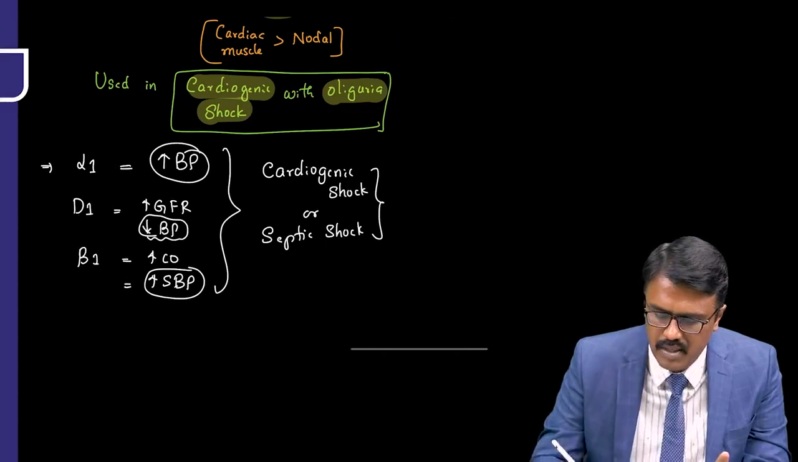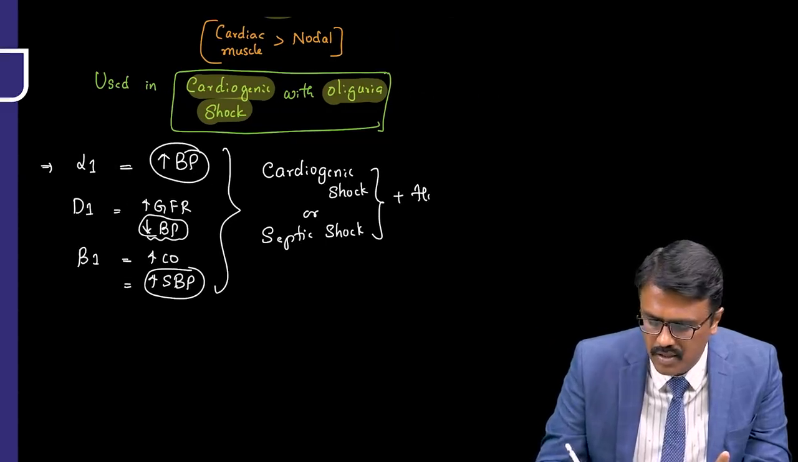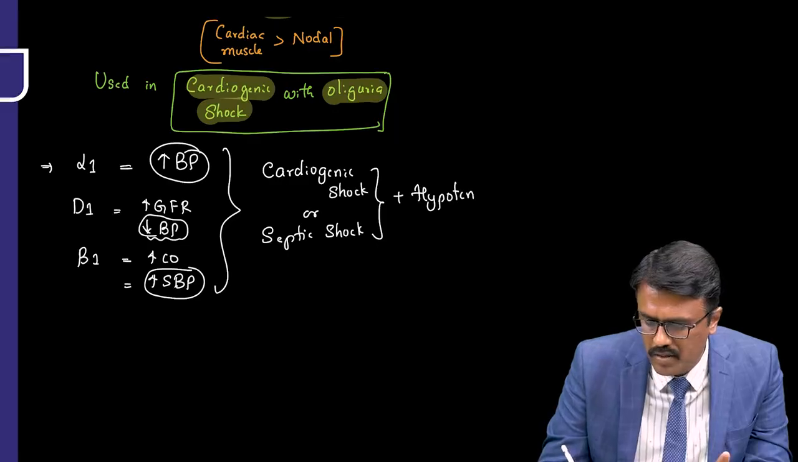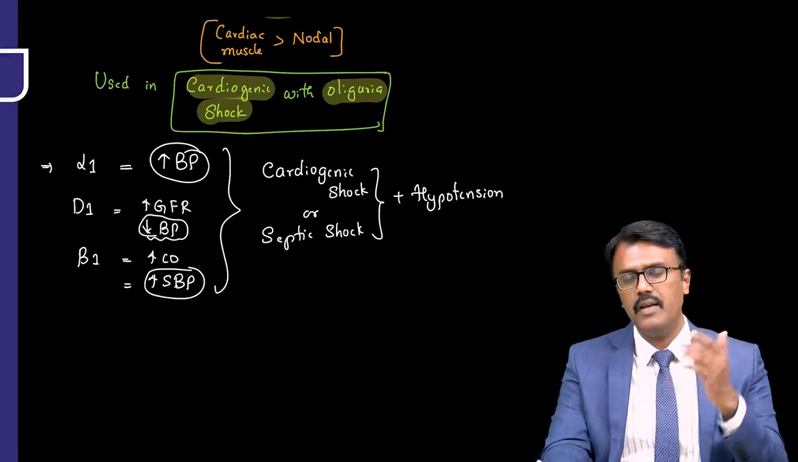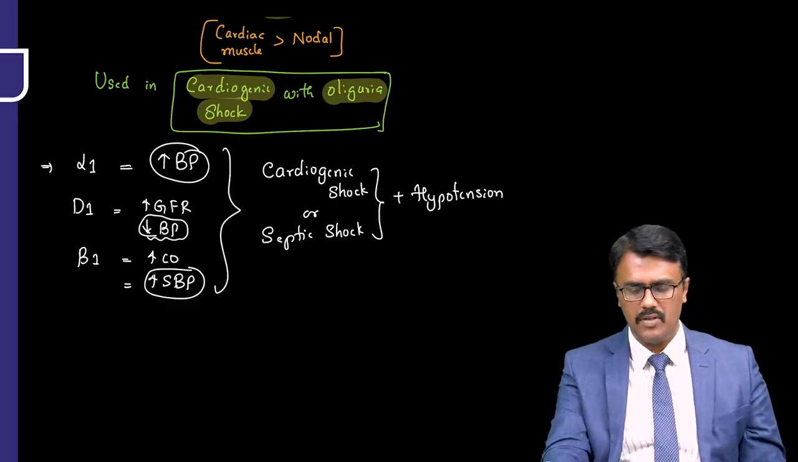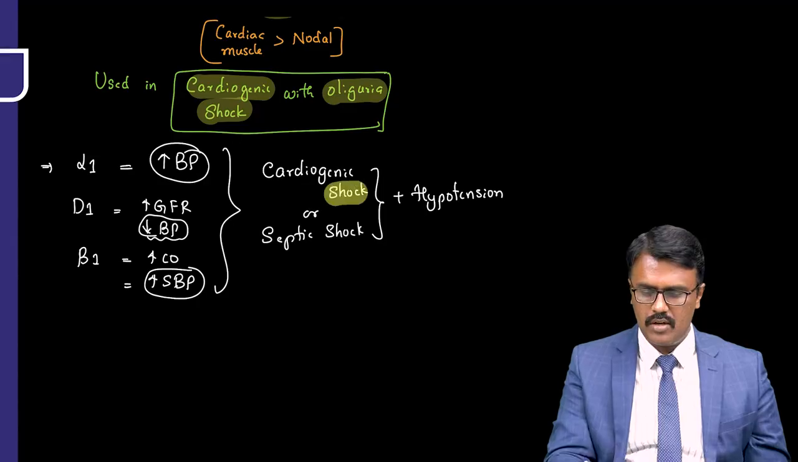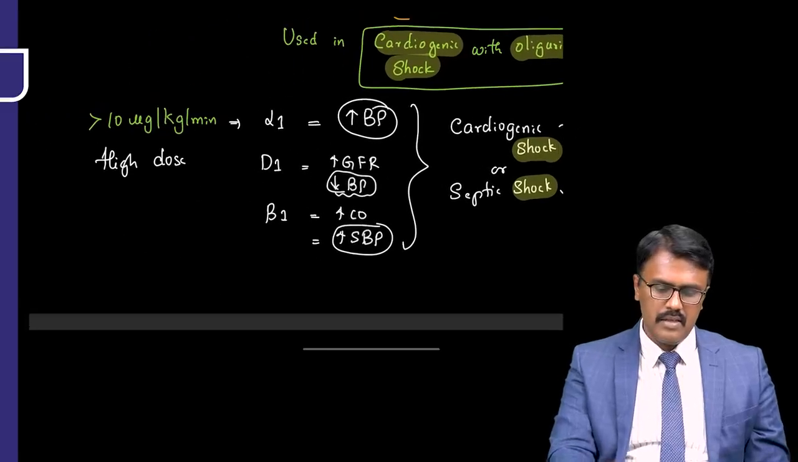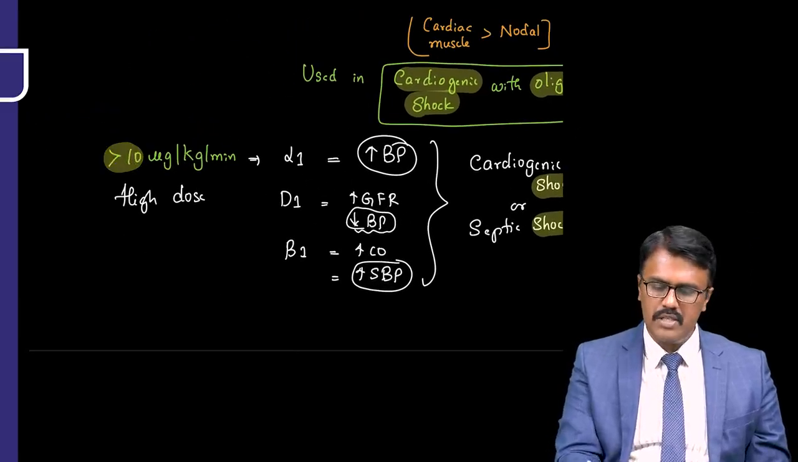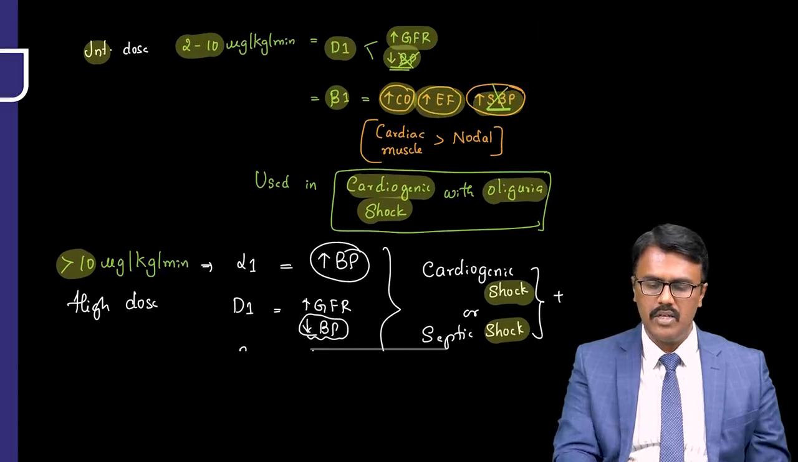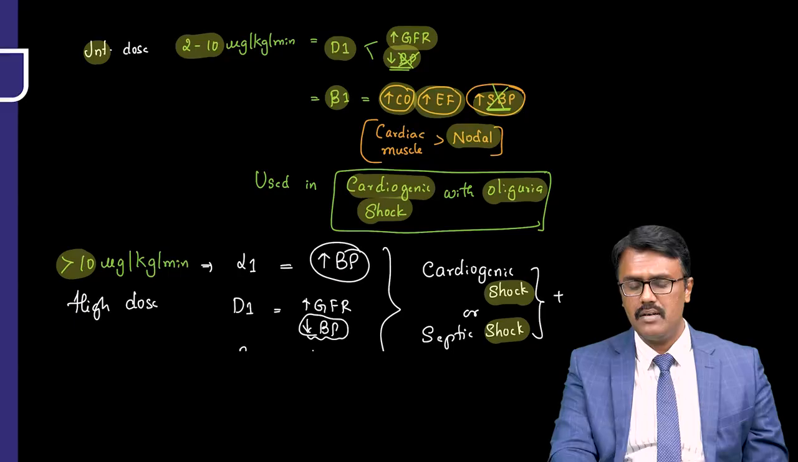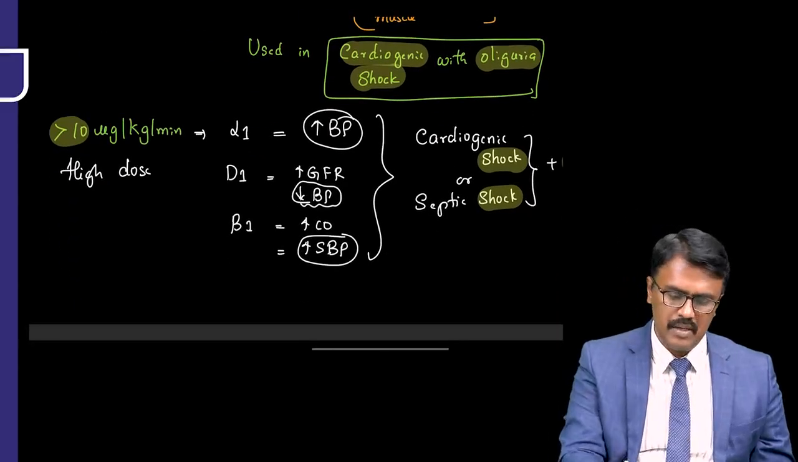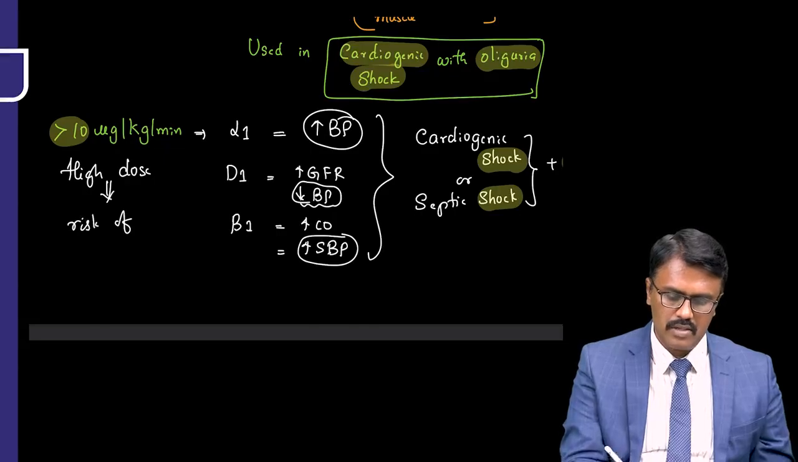Plus, if the patient has cardiogenic shock or septic shock with hypotension, then you can give it at more than 10 microgram per kg per minute. So it will take care of the shock as well as the BP. But the problem is that if you give it at a very high dose, it will stimulate the nodal tissues. At the medium dose, I told you nodal tissue stimulation is lesser, but when you use more than 10, at a higher dose, the risk of arrhythmia increases.